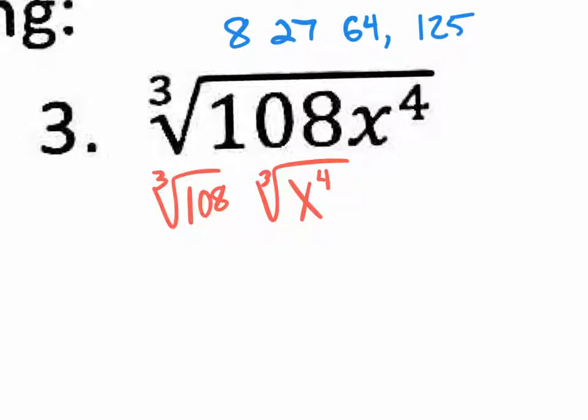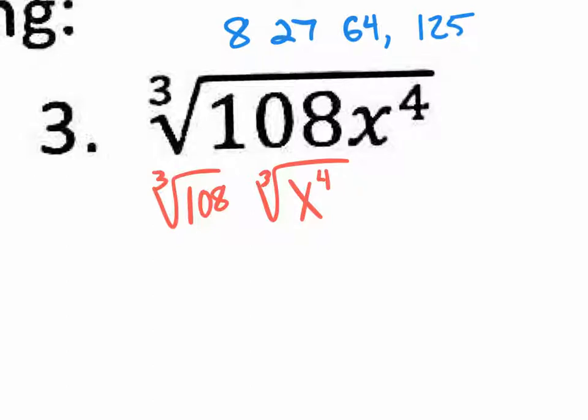But 108 is not one of those, so I want to rewrite it with multiplication to get one of those perfect cube numbers. So we could use calculators. If you get a calculator and go 108 divided by, let's say, 27, or 108 divided by 64, that is not going to work. Okay, you could use the factor tree also if you wanted to, right? Anybody want to use a factor tree?